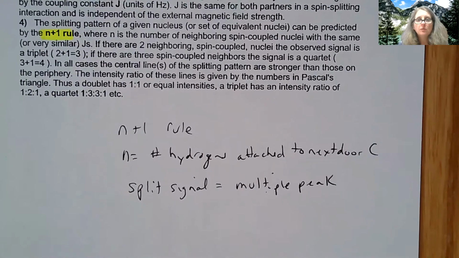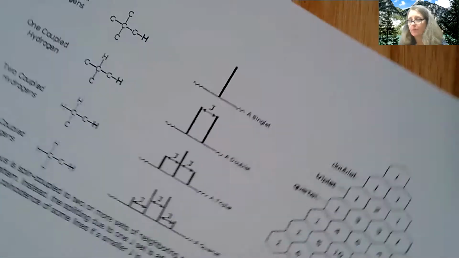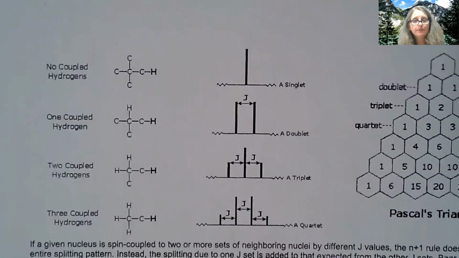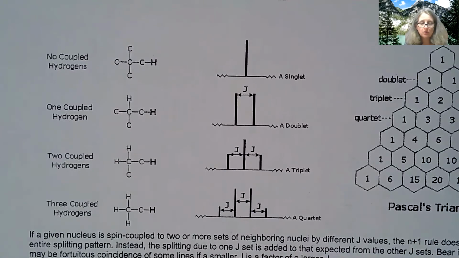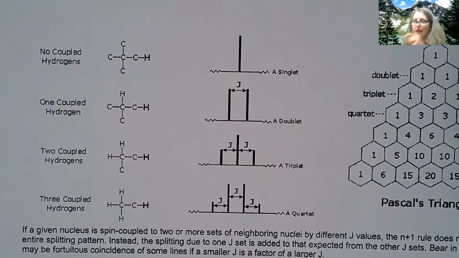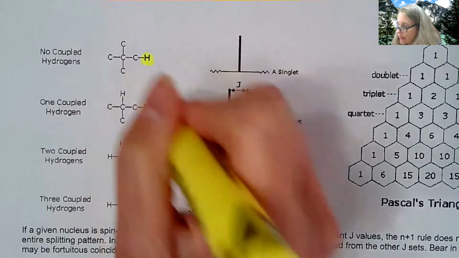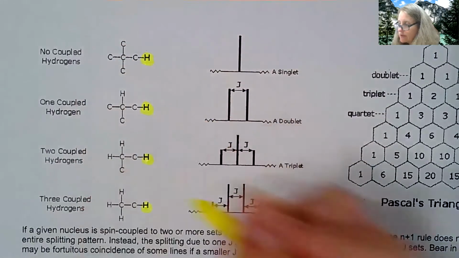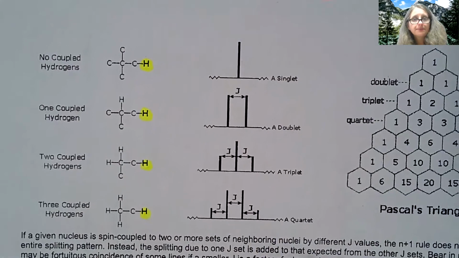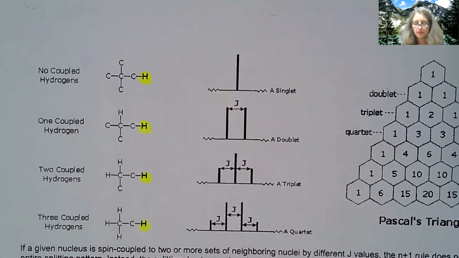So this rule will make a lot more sense when we do a couple of examples to go through it. So flip to the next page, and you're probably going to need 2 colors, a pen or something like that, to show. So I'm going to highlight the hydrogens that are over here on the right. I'm going to go through each one of these to explain what is taking place.